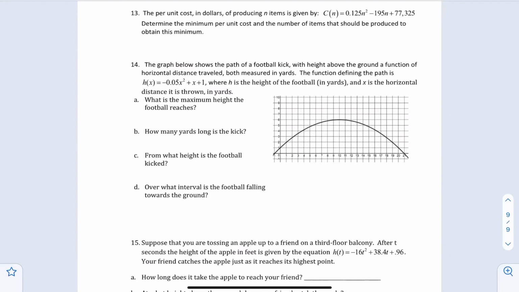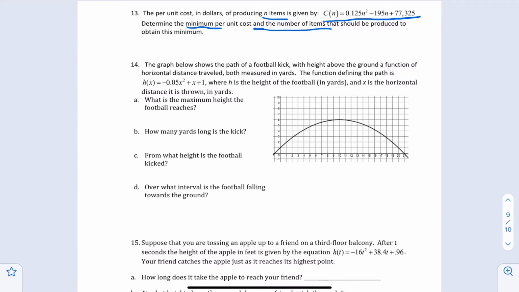Hey, look at that. We're on the last three problems. Now it says that the per unit cost in dollars of producing n items is given by C of n equals 0.125n squared minus 195n plus 77,325. It wants us to find the minimum per unit cost that should be produced and the actual number of items that should be produced to obtain this minimum.